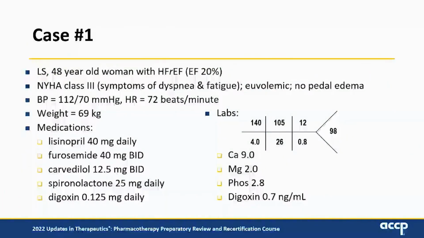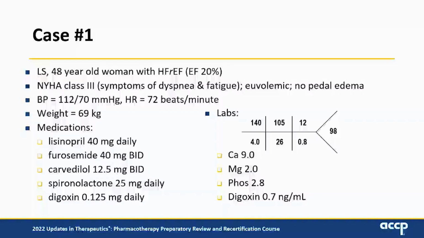So that takes us to our first case. We have LS, who is a 48-year-old woman, and she has heart failure with an EF of 20%. She has New York Heart Association Class 3 with symptoms of dyspnea and fatigue. Right now, she is euvolemic and has no pedal edema. Her blood pressure is 112/70, and her heart rate is 72 beats per minute. She weighs 69 kilos. Her current meds include lisinopril 40, furosemide, carvedilol 12.5 twice daily, spironolactone 25, digoxin 0.125.